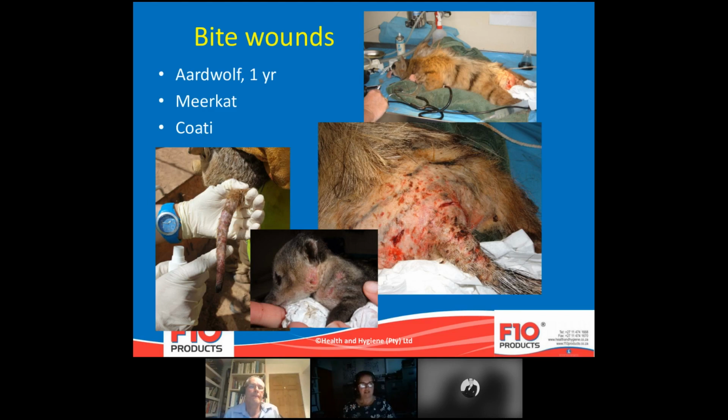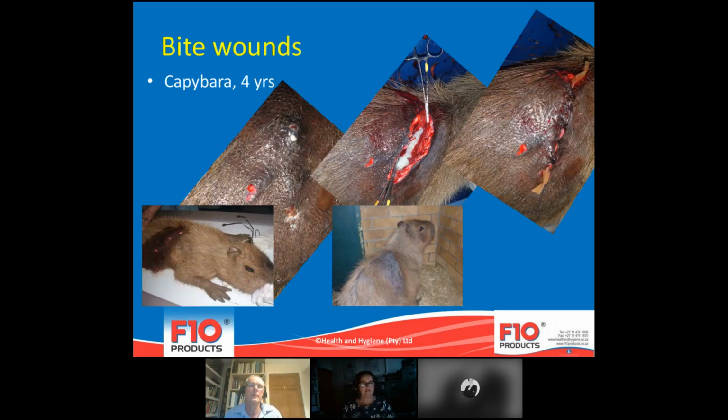So not a lot to say here really. Obviously bite wounds can also be quite common, so again, we can use the F10 products. We've got an aardwolf here, a coati, and this is one of our groups of meerkats that were fighting recently. We don't want to take them out of the group, but the nurse will just go and check them once a week. They'll catch them up, have a look at the wounds, and spray them with the F10 wound spray with insecticide. And some of them obviously would be on systemic treatment. Sure. Good. Moving on quickly.